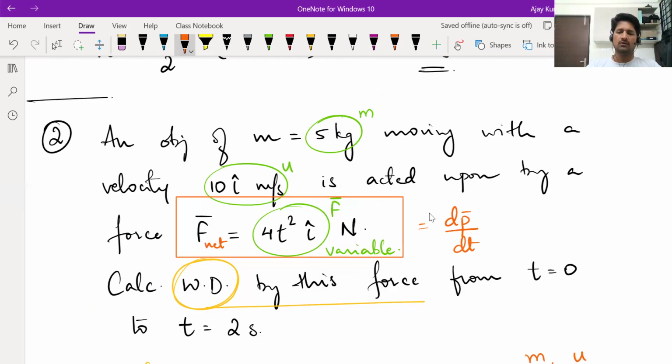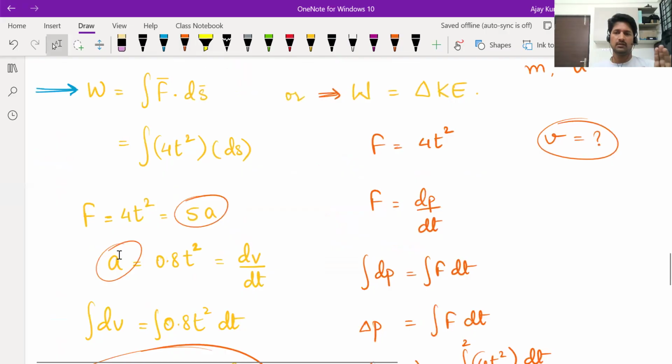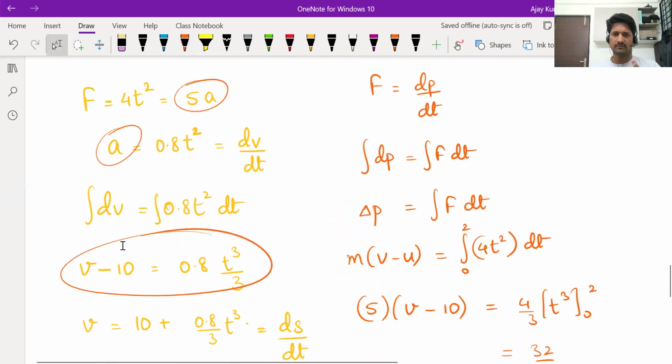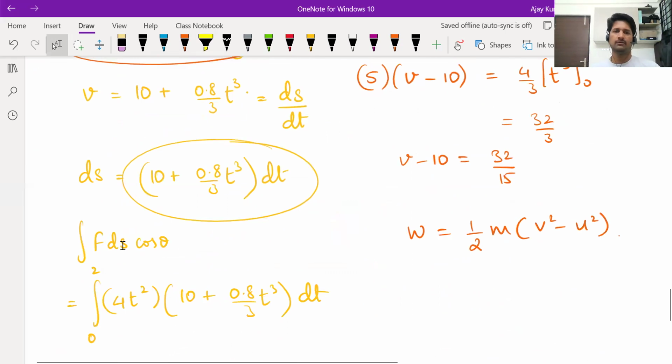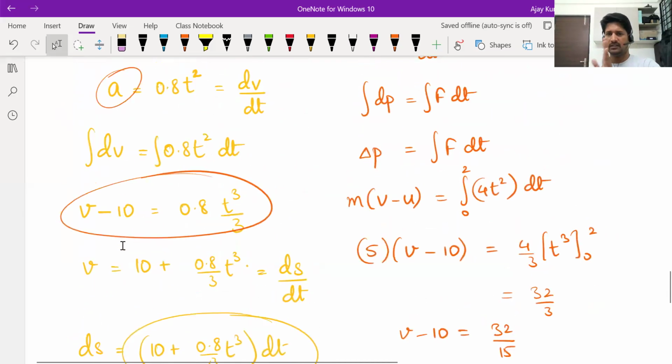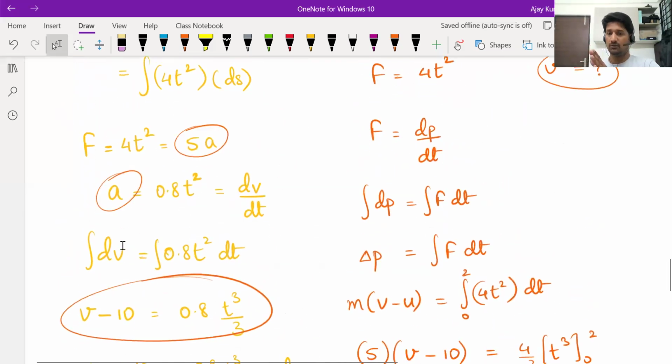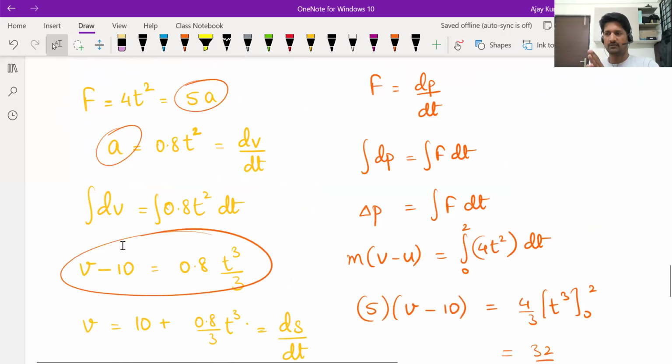Is the solution clear to all of you? Both methods. First method was from force we find acceleration. From acceleration we get final velocity. Go to work energy theorem, use that. Otherwise, from velocity get displacement, and use in the formula for work itself without using work energy theorem. The second method is direct use of work energy theorem, but we don't know the final velocity. To get final velocity or final speed, we related force to momentum.